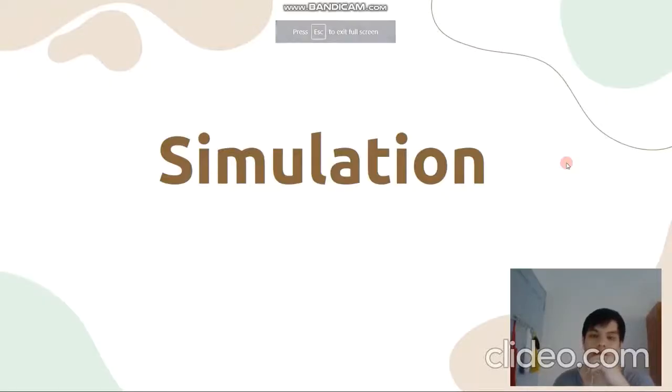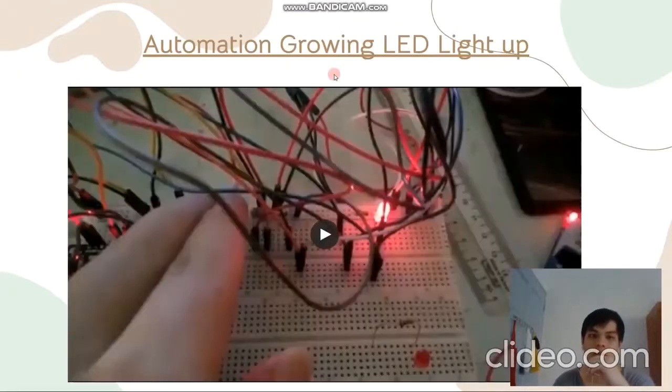So now it's for the simulation part. First one is the automation of the LED light. The LED will light up when the surrounding is dark.